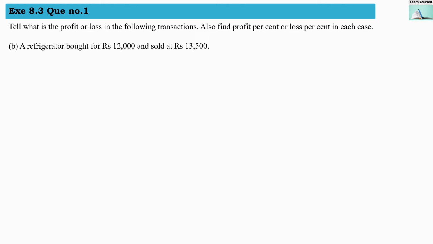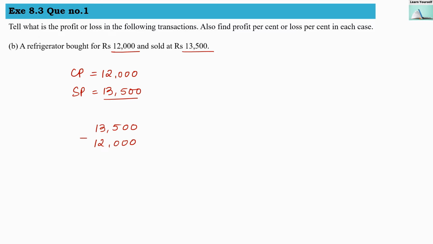For second numerical, a refrigerator bought for rupees 12,000 and sold for rupees 13,500. So our cost price is 12,000 and selling price is 13,500. Selling price is more compared to cost price, so this is a profit. Now let us find out how much is a profit. So we have to subtract these two terms. So once we subtract, we will get here 1,500. So this is our selling price, cost price, and this much rupees is a profit from this transaction.